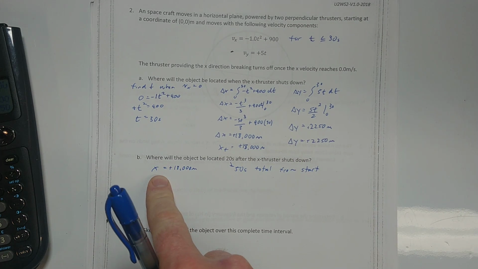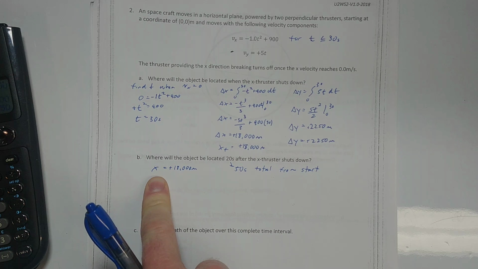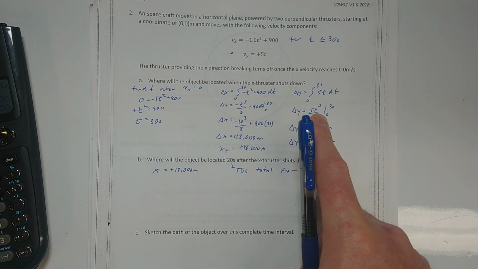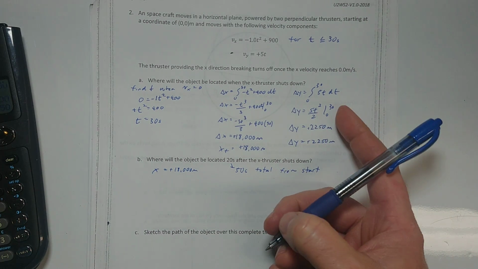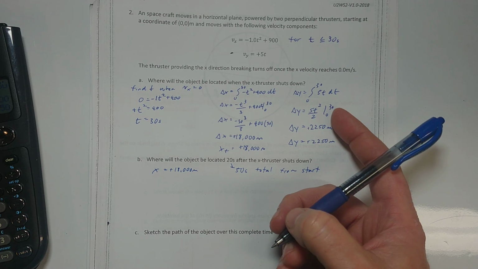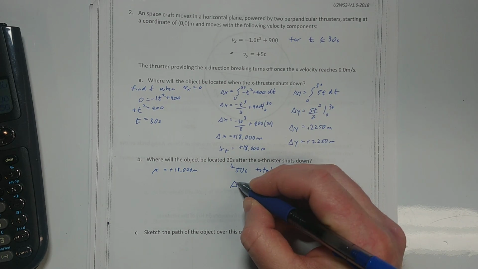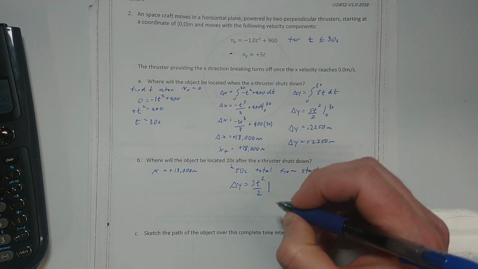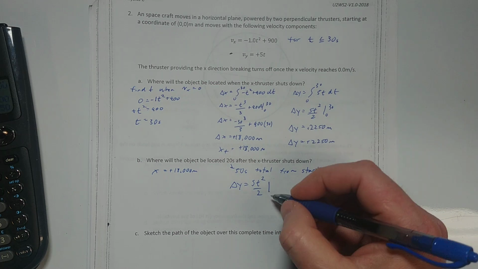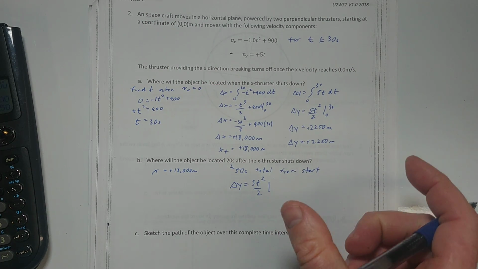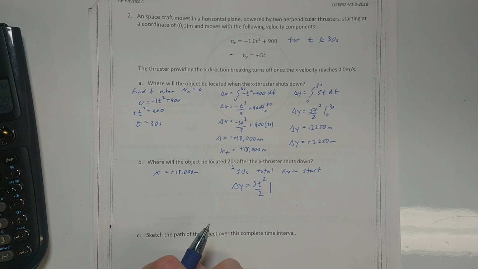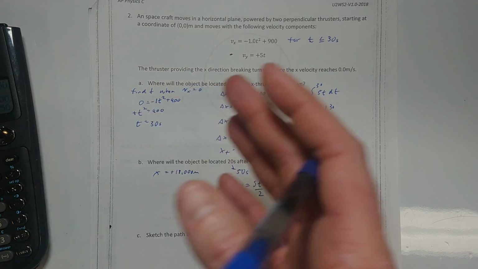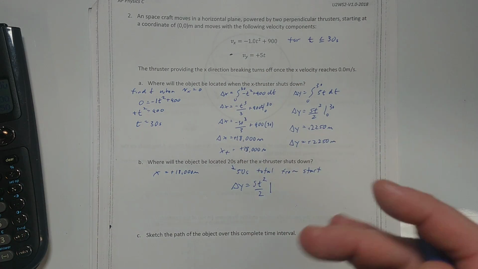So at 30 seconds, the x doesn't increase anymore, but the y will, because there's still this force in the y direction propelling it. You don't need to reintegrate the whole thing. Delta y equals 5t squared over 2. Then it's just a matter of what you want to evaluate it over. You could go from 30 to 50 and see how far it moves in the next 20 seconds, or you could calculate it all the way from 0 to 50, because the y never changes.